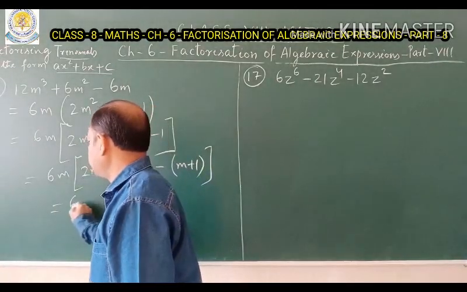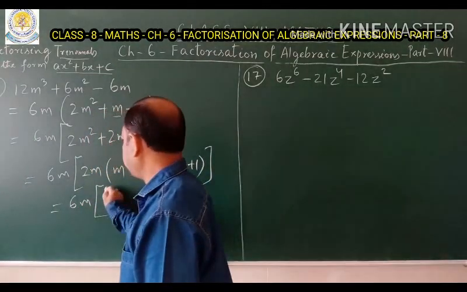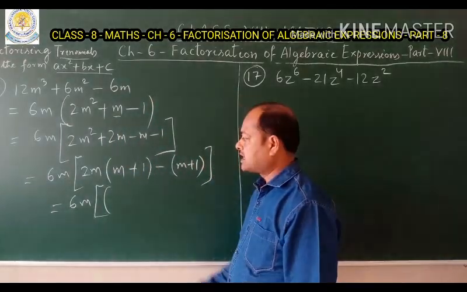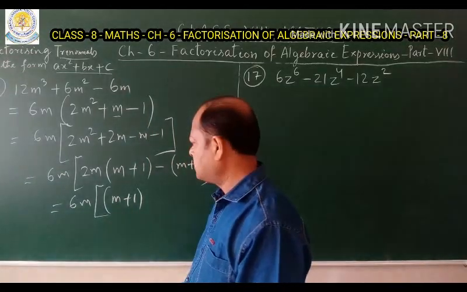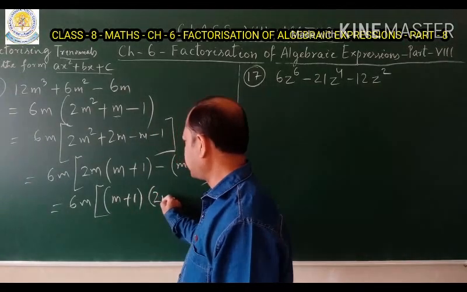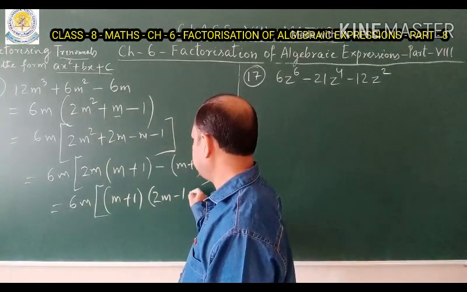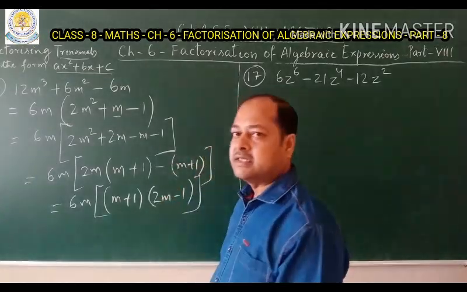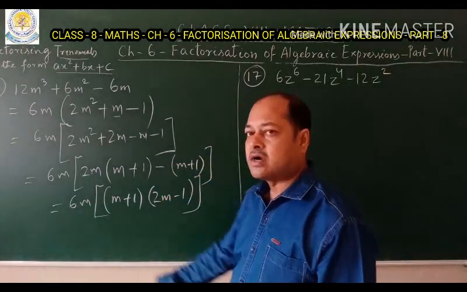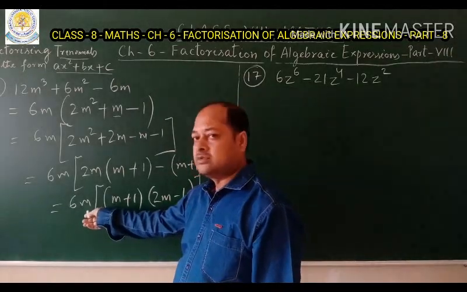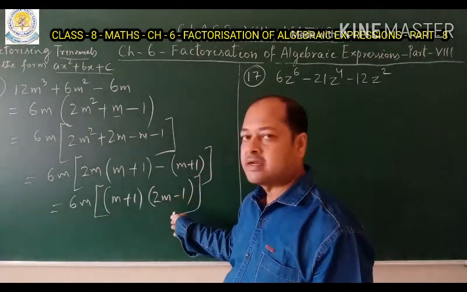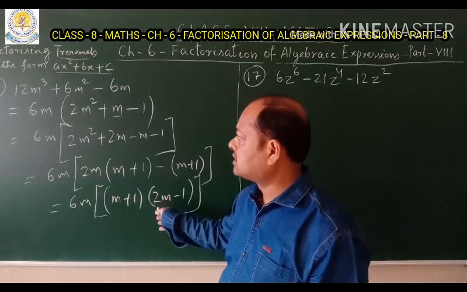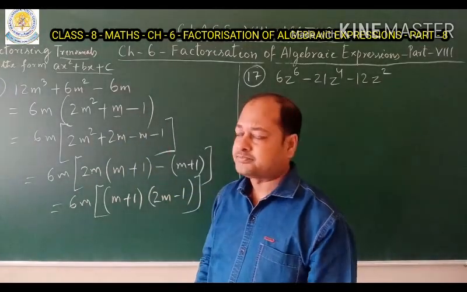Equal to 6m. Inside bracket, the common binomial factor is m plus 1, right here m plus 1, into inside bracket 2m minus 1. Here nothing is there, means 1 is present. So we got these factors: 6m into m plus 1 into 2m minus 1. Okay, this is the result of this algebraic expression.